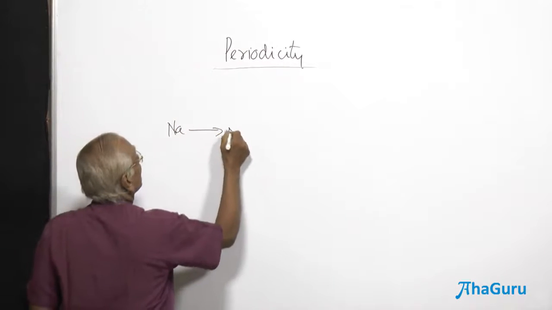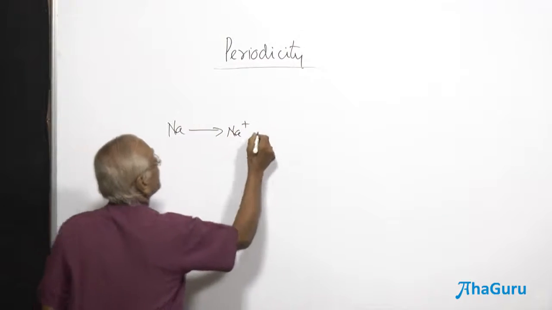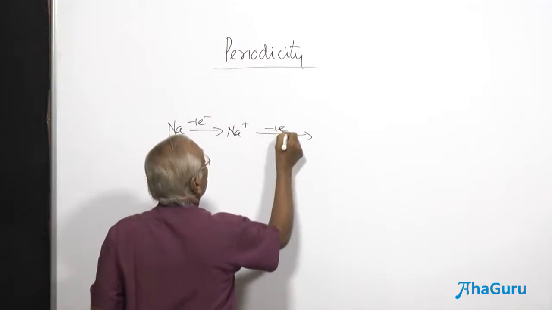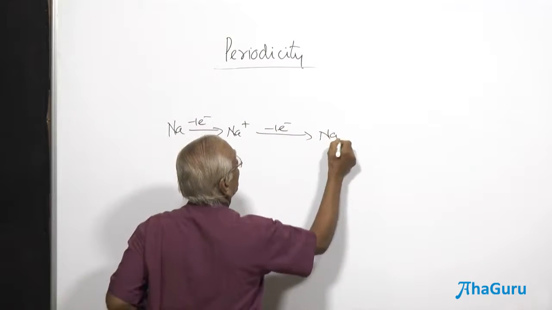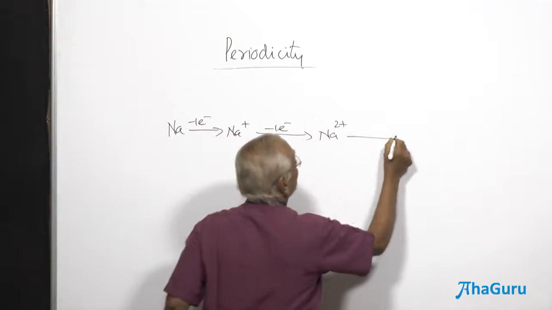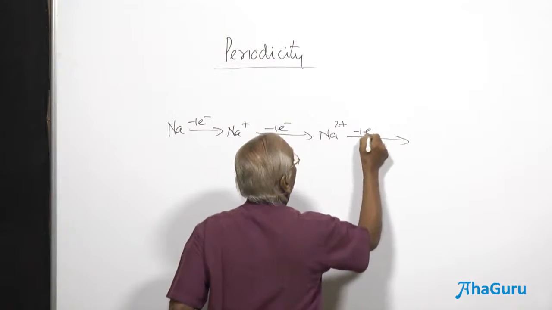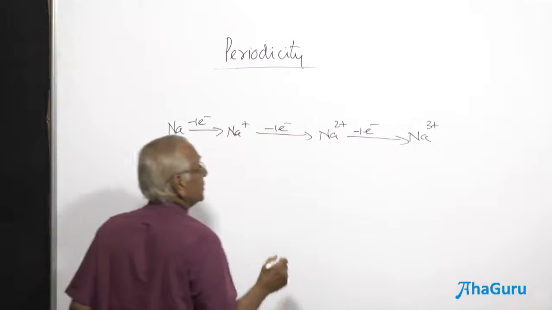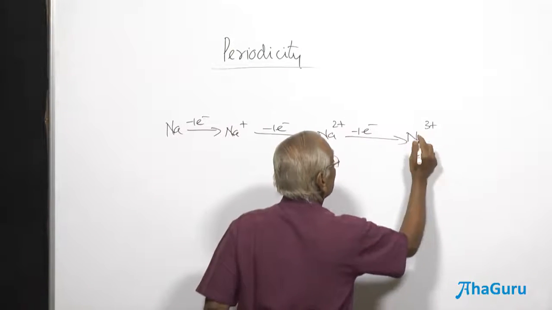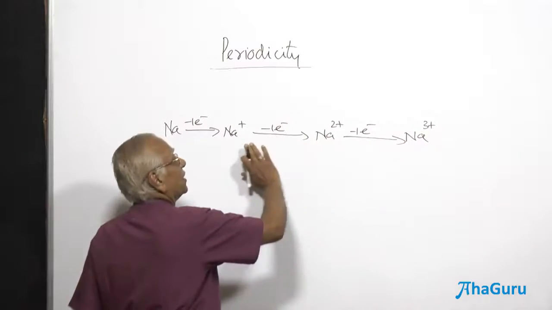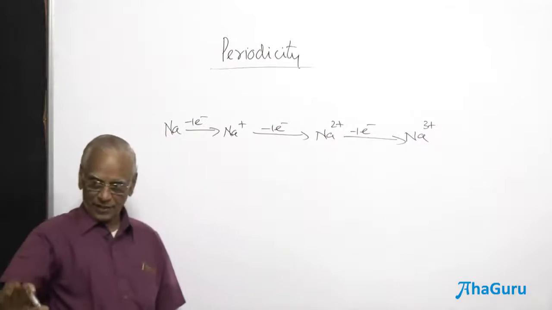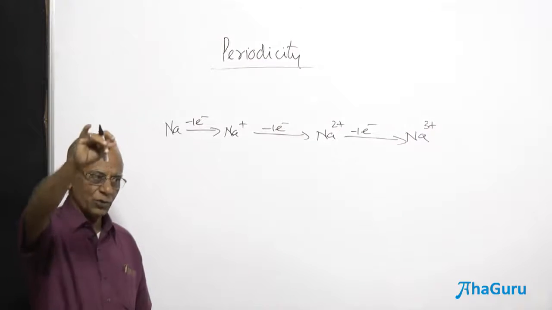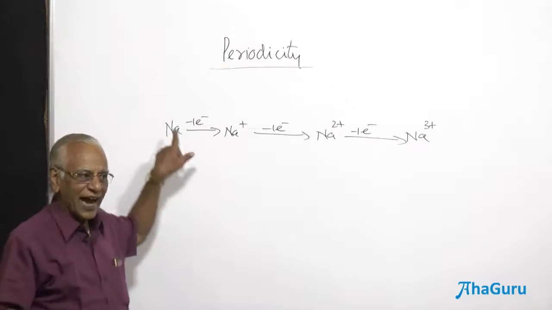Sodium converted to Na+. Also, if I try to remove one more electron, Na2+, one more electron, Na3+, and so on and so forth. Strictly speaking, though, these are not called ionization enthalpy, which is the energy required to remove a loosely bound electron from the gaseous atom.